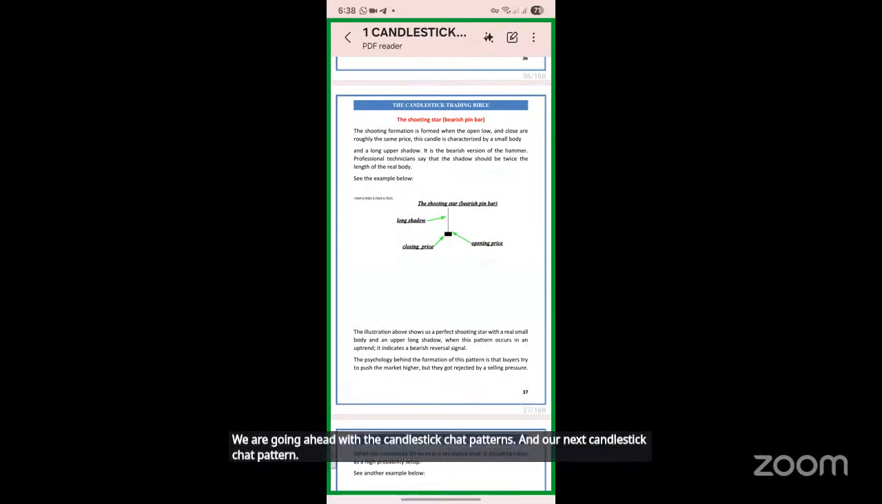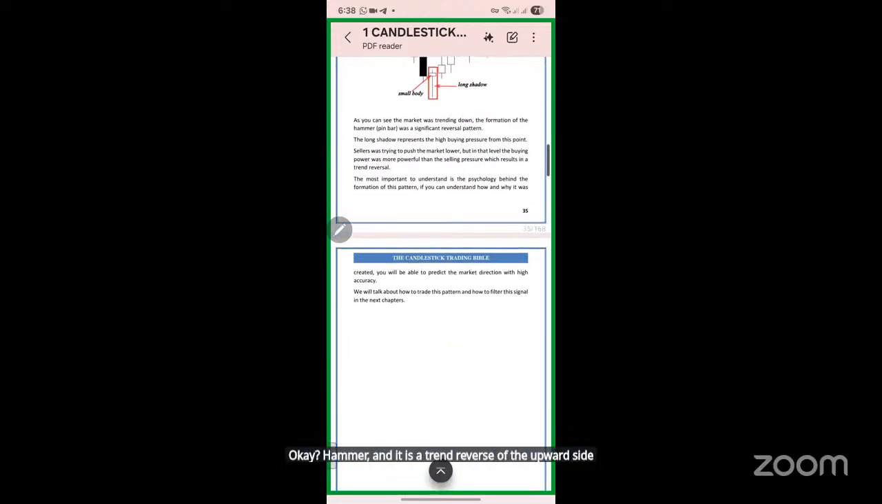And our next candlestick chart pattern is what you see on my screen, the bearish pin bar. Pin bars can be bullish, can be bearish. If a pin bar is bullish, then it is a hammer, okay? A hammer, and it is a trend reversal of the downward side, the one that we recently saw.